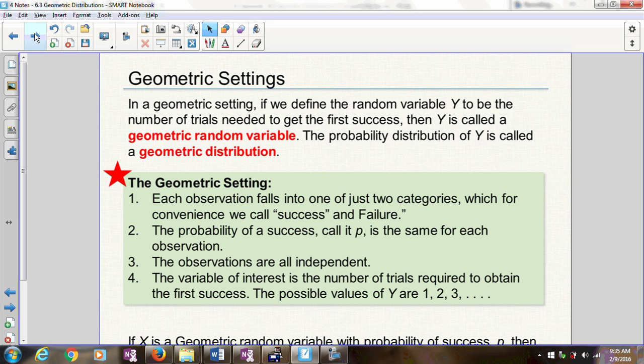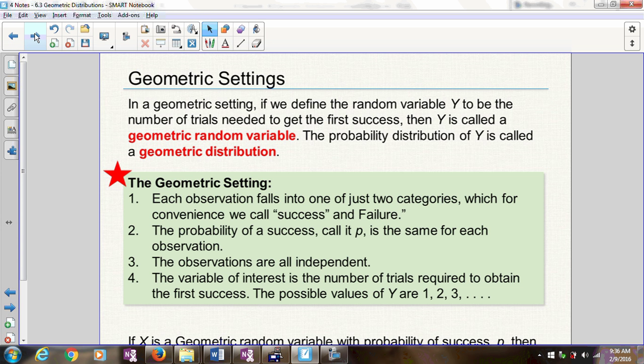All right, so I put a star next to this because I think that this would be a good idea to put on your study guide. In the geometric setting, we define the random variable, this time I'm going to call it y, to be the number of trials needed to get the first success. Then y is called a geometric random variable, and the distribution of y is called the geometric distribution. And there are actually 3 conditions for the geometric setting, and number 4 is just how the variable is defined.